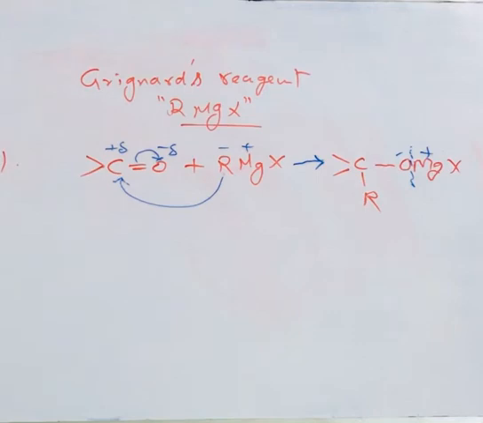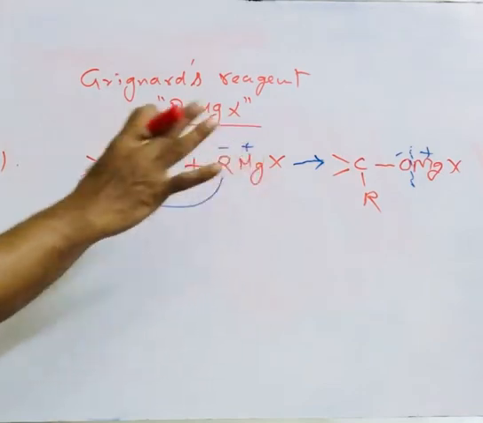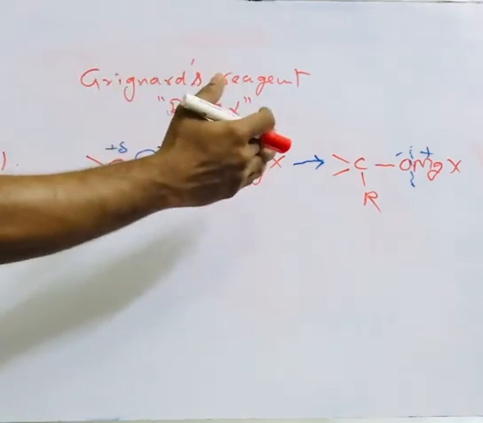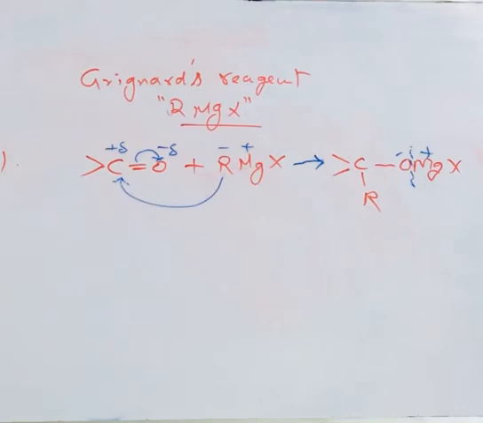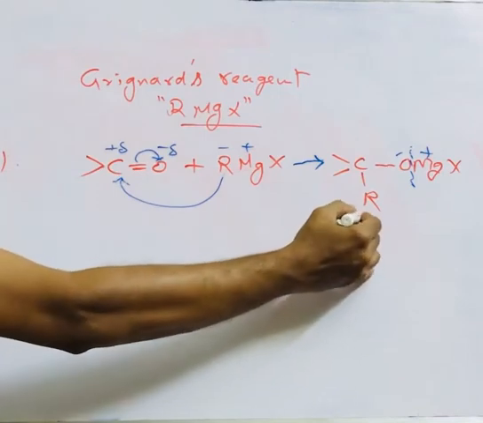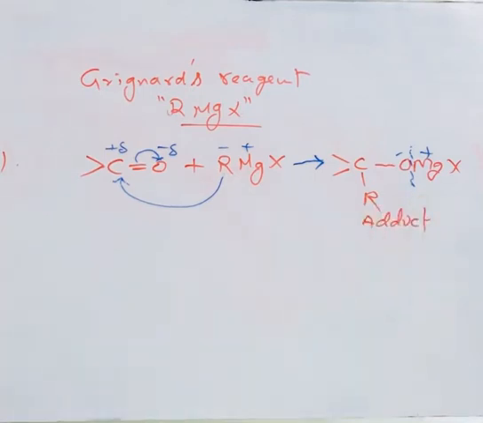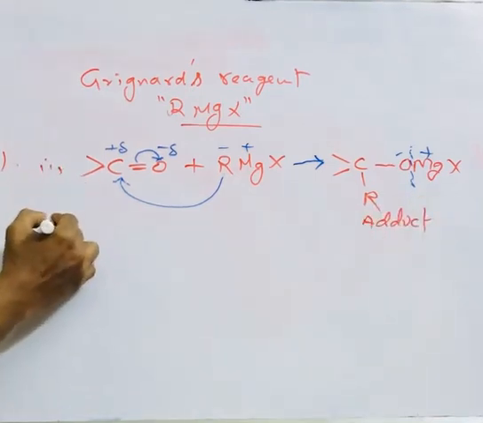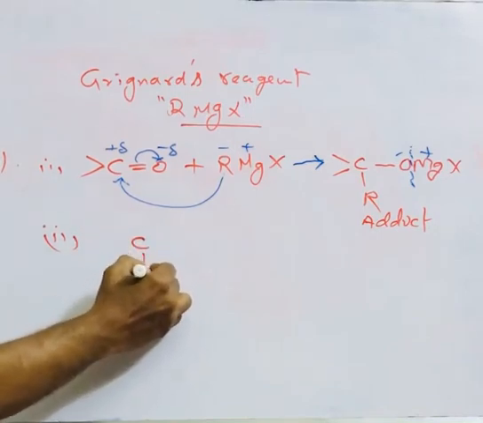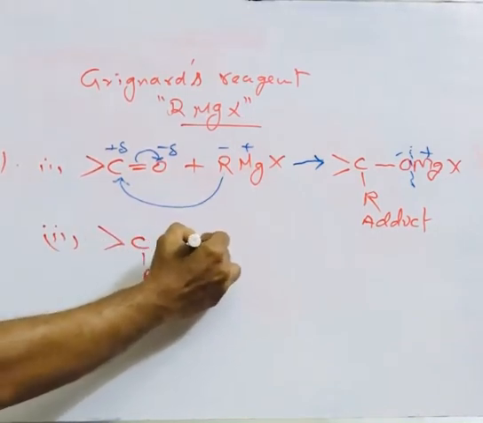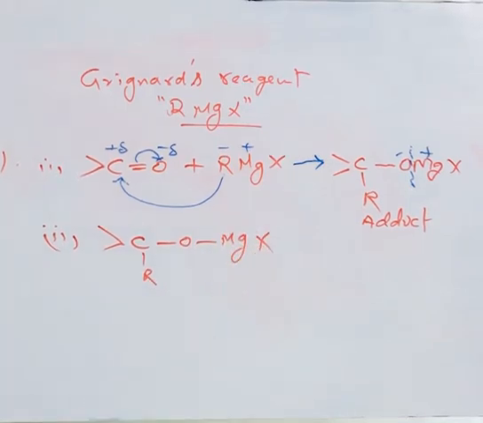So this is the addition first. Grignard reagents add to the carbonyl compound. Now it undergoes further hydrolysis. That is the second step they asked to explain. So this is called the addition product, generally called an adduct, ADDUCT. In the second step, what will happen? This adduct, that is C with R, two bonds, O, then MgX, is the adduct we have seen. This adduct further undergoes hydrolysis.